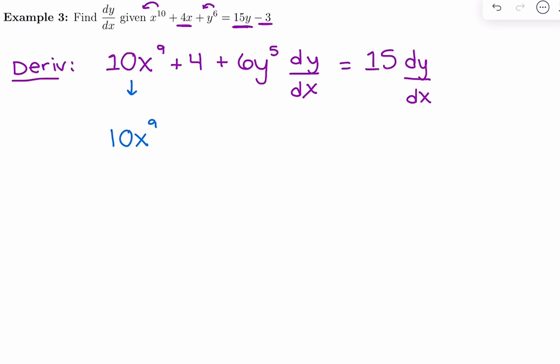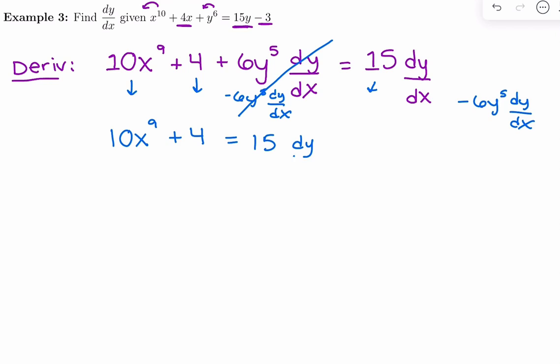It doesn't have a dy/dx, and I want all of those on the right, so I'm going to keep that to the left. Same thing with the next term. I'm going to keep that 4 right where it is. But the next term, 6y to the 5th dy/dx, I said I want those all on the right, so I'm going to go ahead and subtract that over. I'm going to subtract over 6y to the 5th dy/dx. That way it's no longer on the left. On that right-hand side, I'm going to keep that 15 dy/dx, and I subtracted over 6y to the 5th dy/dx.